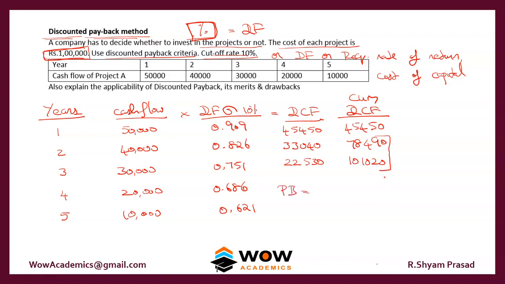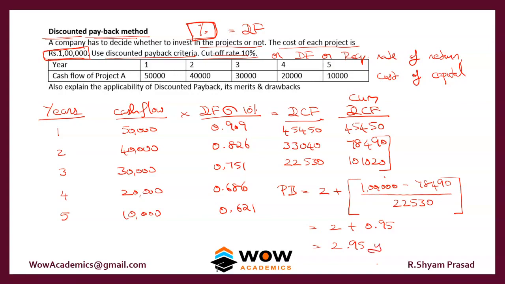So the payback is, we have crossed the investment in which year? In the second year, plus the total investment that we made is 1 lakh minus the amount that we got in the second year, which is 78,490. And in the third year we will get 22,530. So we'll see the answer. The full solution comes to 2.95 years. So approximately it is 3 years.